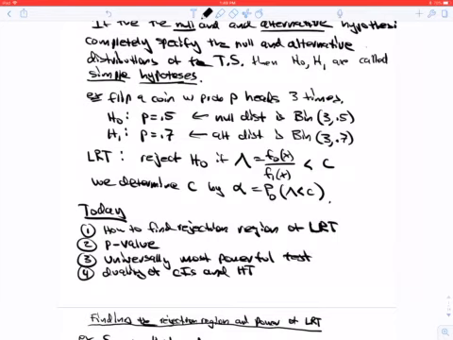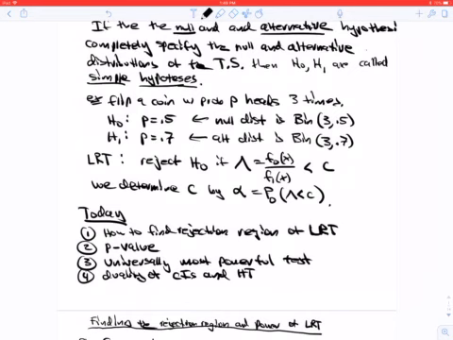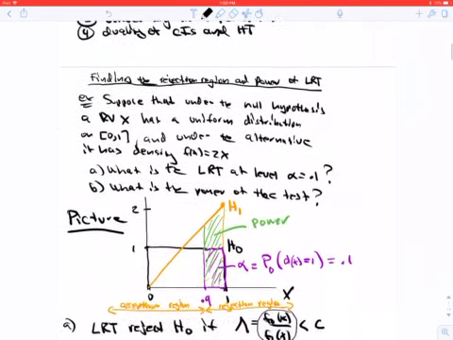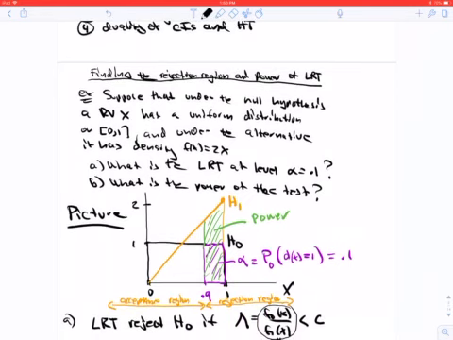So today we're going to give some more examples of how to find your rejection region and power. Then I'm going to introduce p-value and universally most powerful test, and then we'll talk about the duality of confidence intervals and hypothesis tests. So starting off with a good example here, it's really important to make a picture, if you can, of the null and alternative distribution.